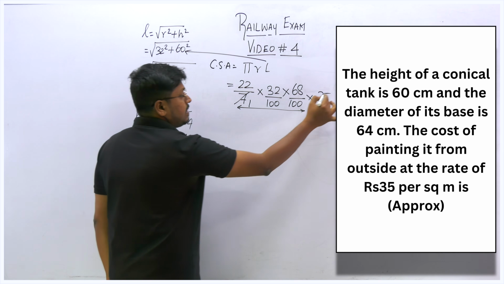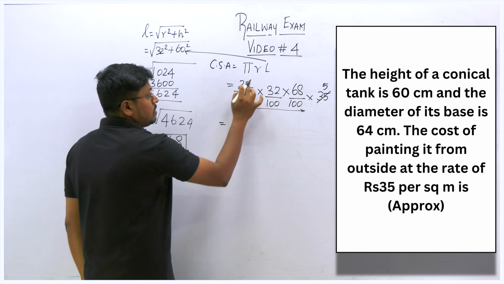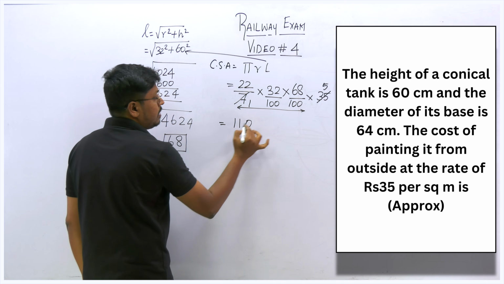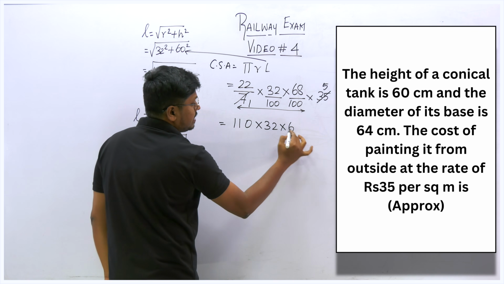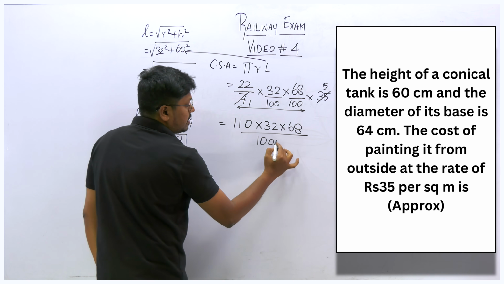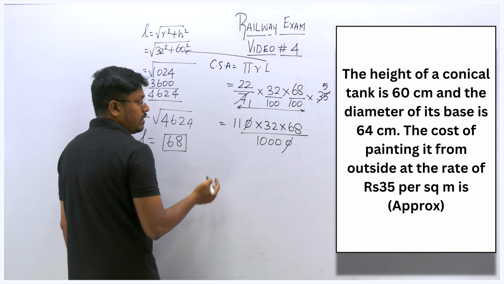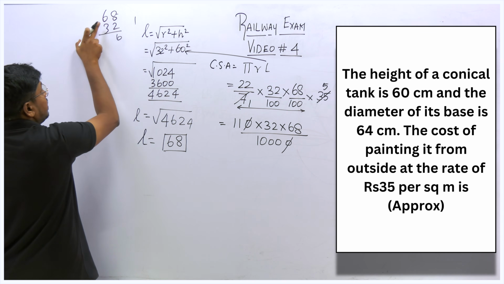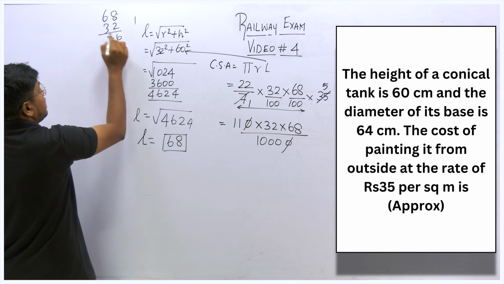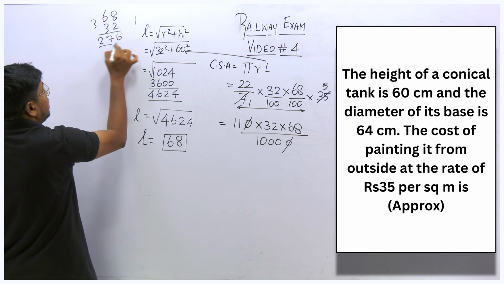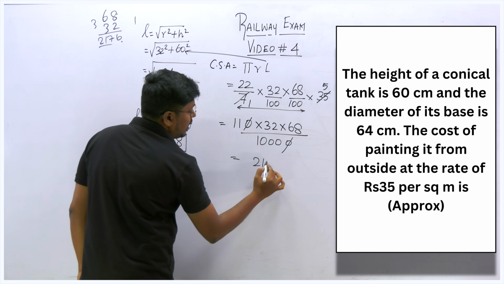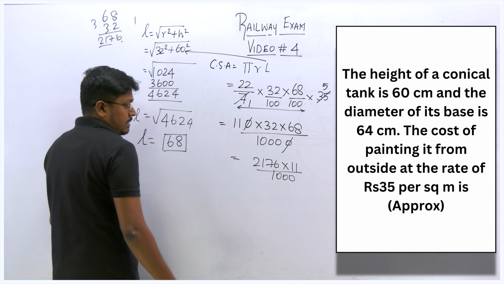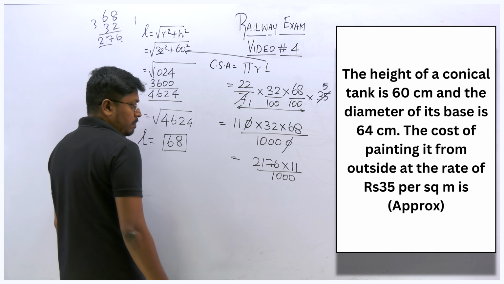So 7 into 5 is 35, so 22 into 5 is 110, then 11. So 11 into 32 into 68 divided by 10,000. So we can cancel one zero with one zero here. So 32 into 68 gives 2176. So 2176 into 11 divided by 1000. So again we have to find an approximate value.